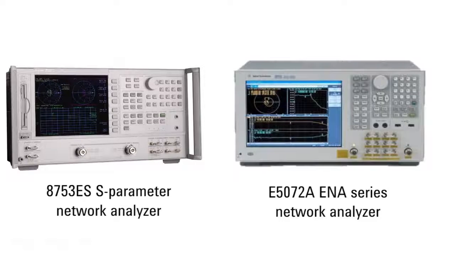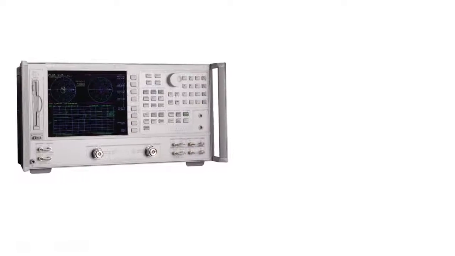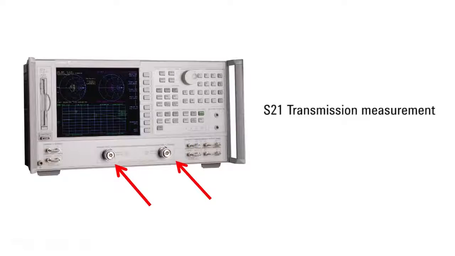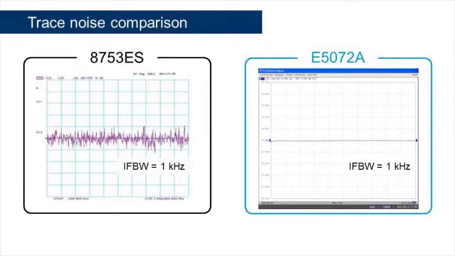Trace noise is one of the most important performance parameters of the network analyzer when you are measuring in-band performance of your devices accurately. I hook a cable between the test port 1 and port 2 of the analyzer and perform transmission measurement S21. Then we do response through cal, which is normalization for S21 measurement. This is a simple setup and also an easy way to compare trace noise performance. Here's the trace noise result of both instruments.